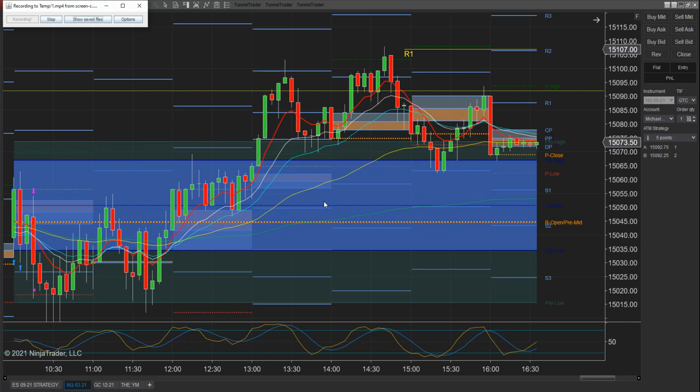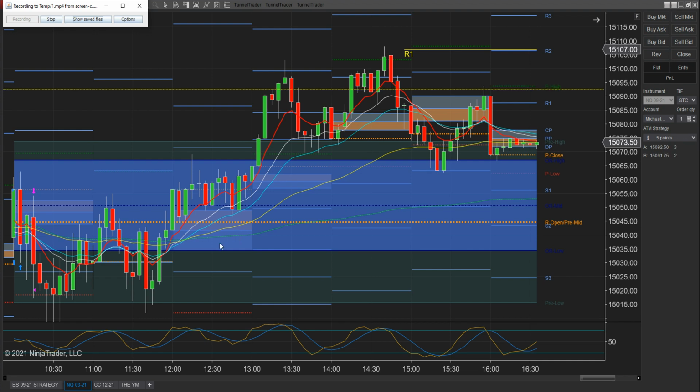Okay, I'm going to make an attempt here to explain how I trade the NQ after 11:30. First of all, we have a 7 EMA, a 14 EMA, a 21 EMA, a 50 EMA, and this is a, I believe 200 is the number, VWAP.